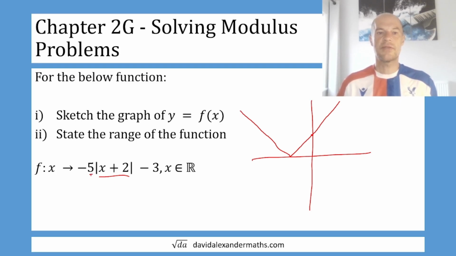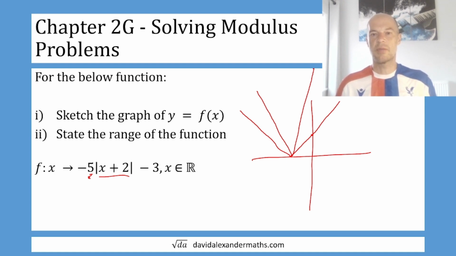Now, 5 times the modulus of x plus 2 would be quite similar, except it would be a lot steeper. The y-intercept would change, but this point here, which by the way is negative 2, 0, won't change. Now, we want minus 5 times the modulus of x plus 2, so what that is going to be is a reflection of this V shape in the x-axis. Again, it's still going to have that point of negative 2, 0.